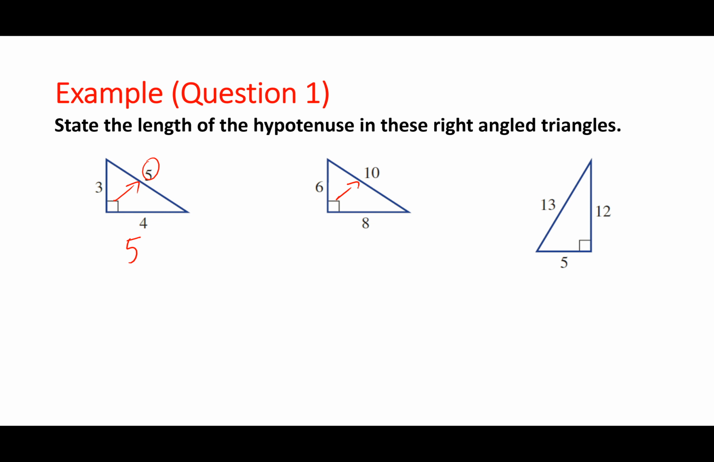For this one here, it's just the one that goes across, so it's 10. So the hypotenuse is 10. And for the last one, a little bit different, it goes across here. Hypotenuse is 13, and that's it.